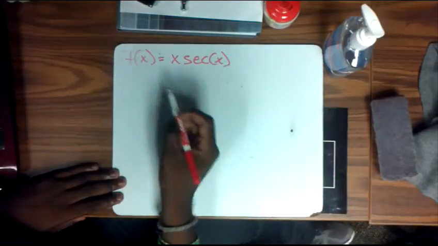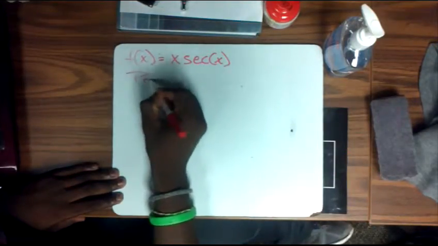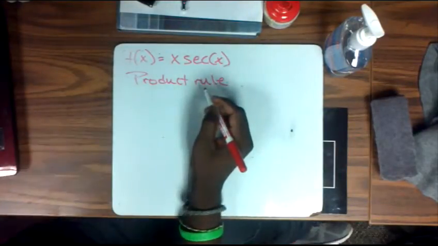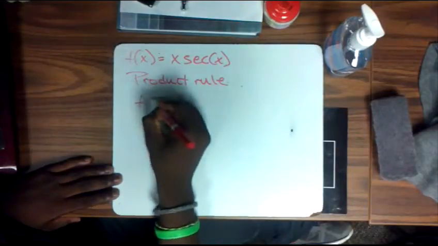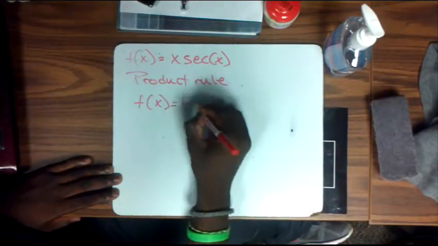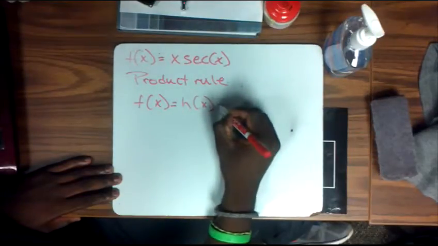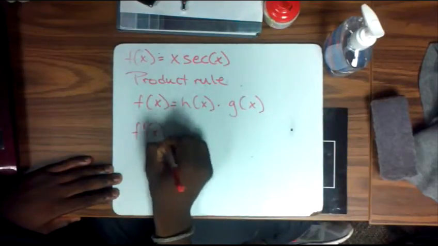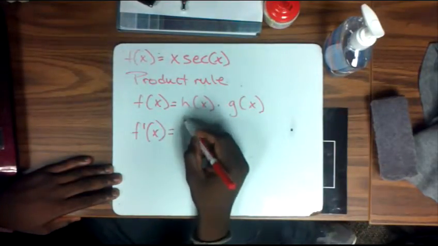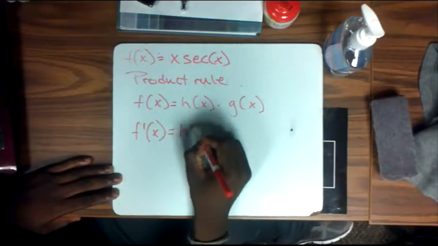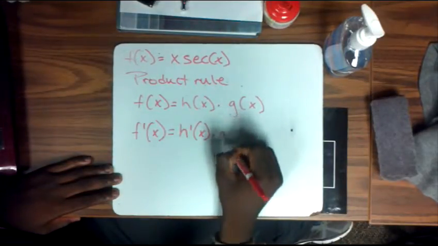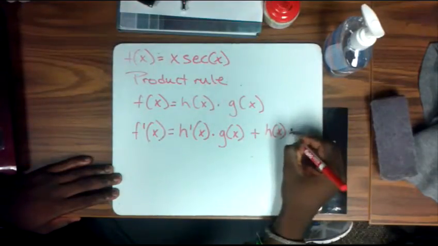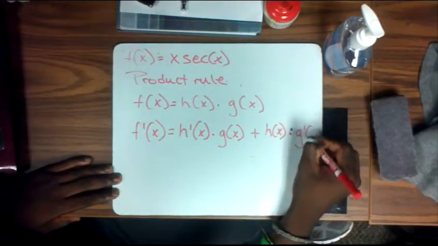This problem has to do with something called the product rule, and basically what the product rule says is that if f of x is equal to h of x times g of x, then f prime, which is the derivative, is going to have to equal the derivative of the first times g of x plus h of x times the derivative of the second.